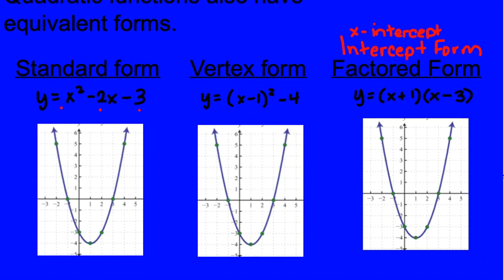Let me go over it again. Standard form tells me the y-intercept just by looking at it. It's a constant in the equation. Vertex form tells me the vertex of my parabola. Those numbers are constants in the equation. And factored form, or x-intercept form, gives me the x-intercepts of my quadratic, or my parabola.